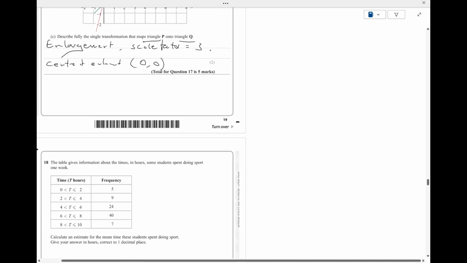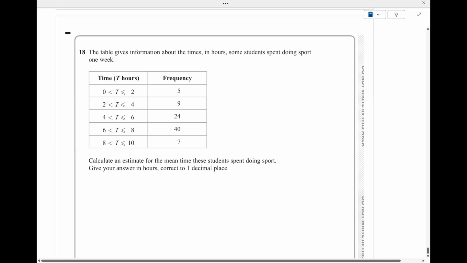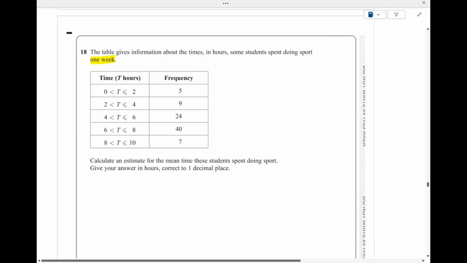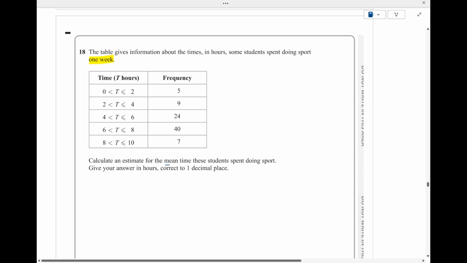Okay, now we're on question 18. The table gives information about the times in hours some students spent doing sport in 1 week. Okay, have a look at the table, make sure you understand. So 40 students spent between 6 and 8 hours doing sport. Okay, calculate an estimate for the mean time. Give your answer in hours, correct to 1 decimal place.